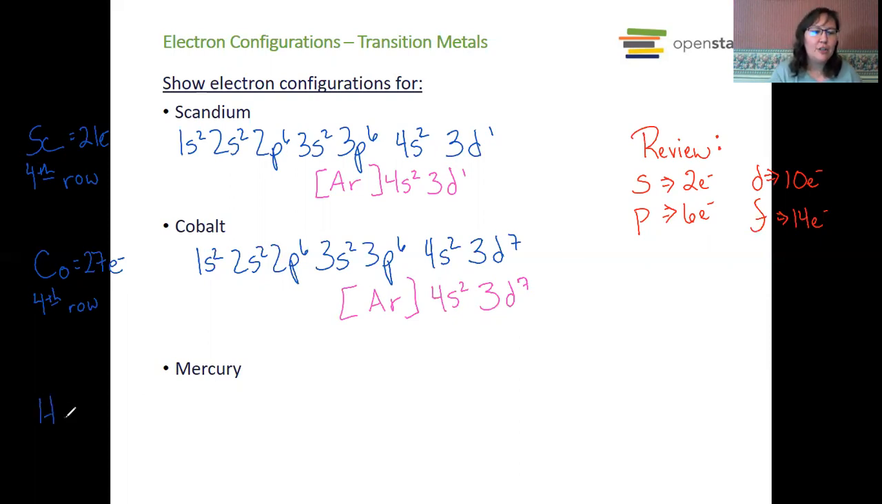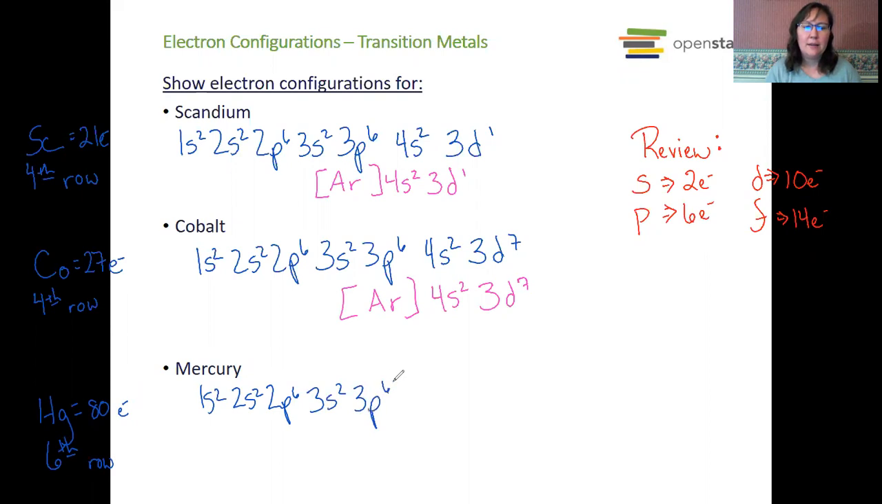All right, now let's come over here. Now we have mercury, Hg. Mercury is quite a ways down there. It is number 80. It has 80 electrons. Oh my goodness. And it's in row 6. So 1st row, 1s2. 2nd row, 2s2, 2p6. 3rd row, 3s2, 3p6. 4th row, 4s2, 3d10, 4p6.